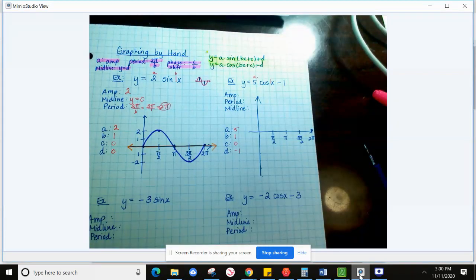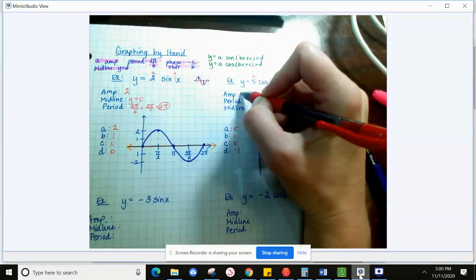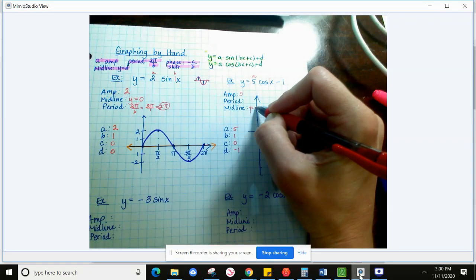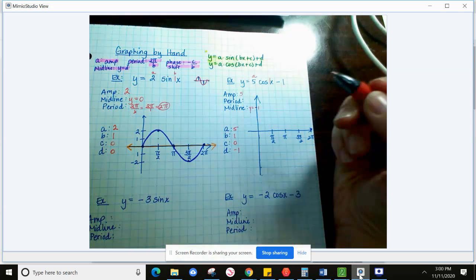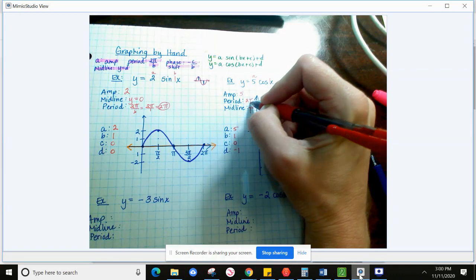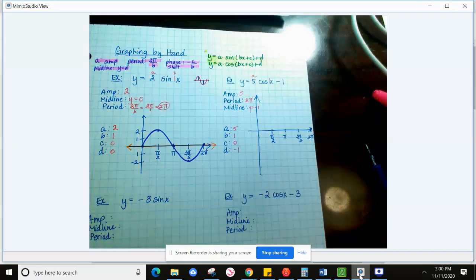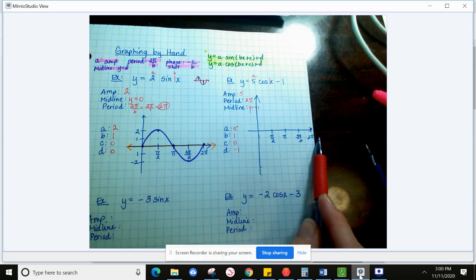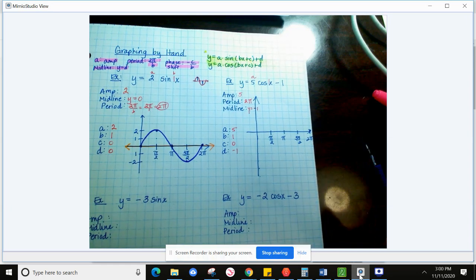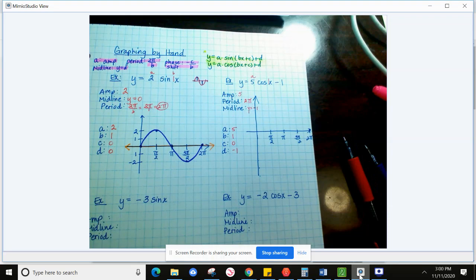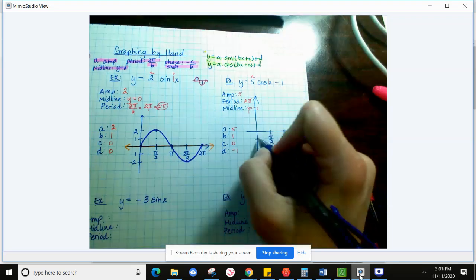So what we can do is now identify the amplitude as 5. The midline is y equals -1. And then our period is 2 pi over B again, which is just 1. So we're still at a 2 pi period. Again, that means all of our increments on the x-axis are still the same as they would be for a parent function. We've just got to make these adjustments to the amplitude and the midline. So let's do the midline first. It is at y equals -1.